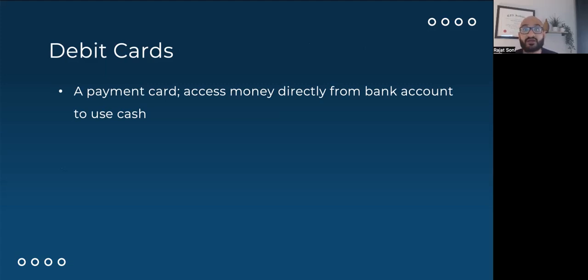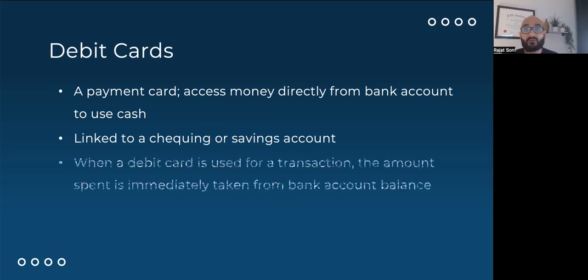A debit card is a payment card that lets you access money directly from your bank account and make purchases or withdraw cash. It can also be linked to a checking or savings account, which can be held at a financial institution. When a debit card is used for a transaction, the amount of money spent is immediately taken from the balance in the bank account it's linked to.